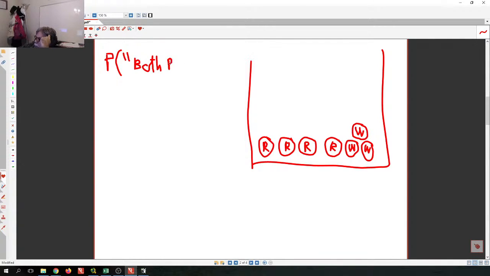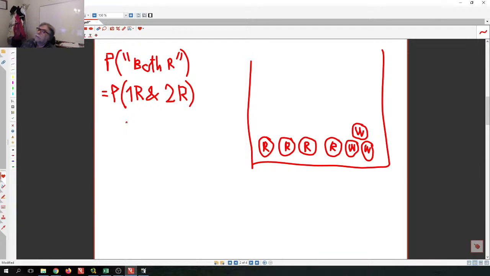That's what I care about. Both red. I'm not writing everything, just both red. Okay. That can be again written as a probability of getting the first red and second red. And this is again that probability that we just mentioned before.